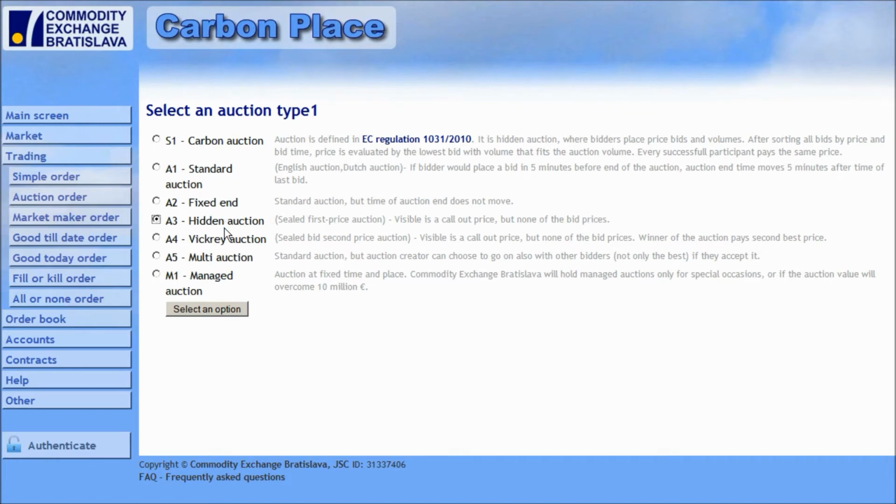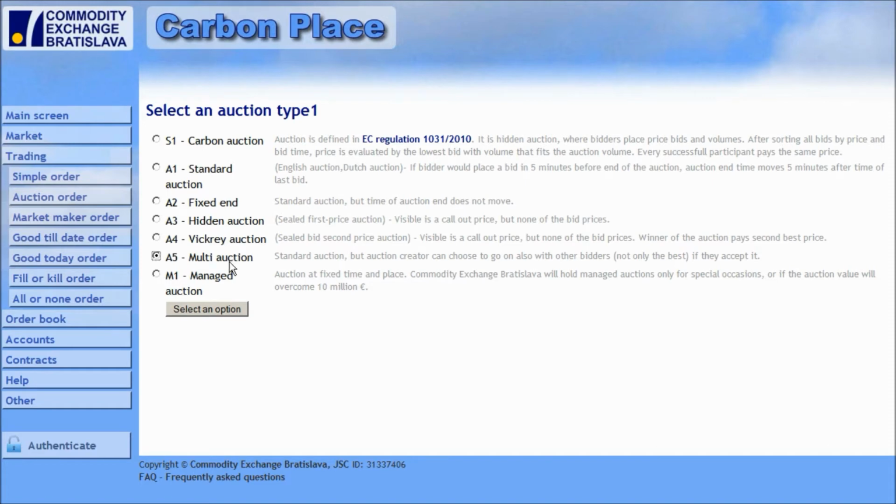Hidden auction is an auction where bidders compete in price. Only one bidder with best bid wins the auction. Prices of bids are not visible. Victory auction is an auction type similar to hidden auction where the winner pays the second best price. Victory auction gives bidders an incentive to bid their true value.